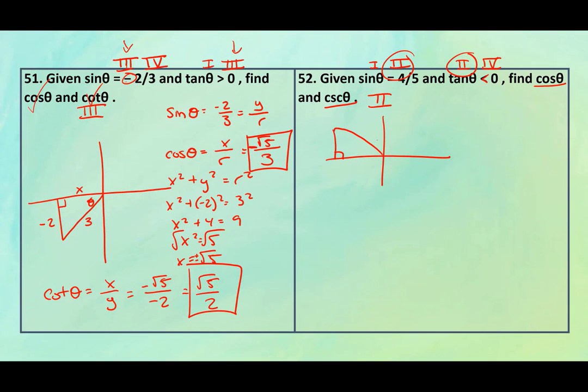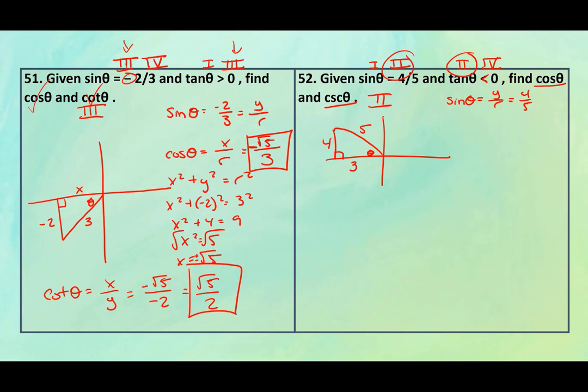So in the second quadrant, we have our angle, and we know that sine is equal to 4/5. Remember that sine of theta is equal to y over r, which is 4/5. So that means y is equal to 4, and r is equal to 5. Now, you could do the Pythagorean theorem here, or you could remember that there's a 3, 4, 5 triangle.